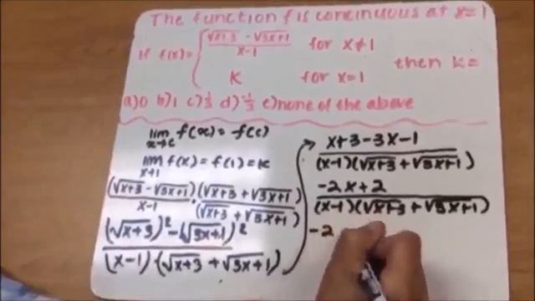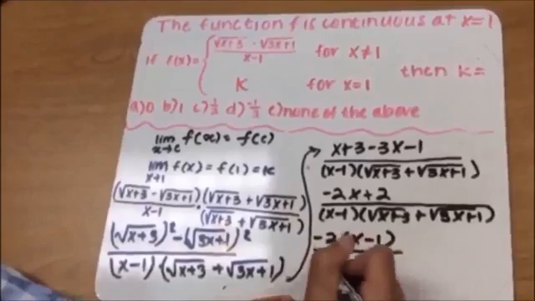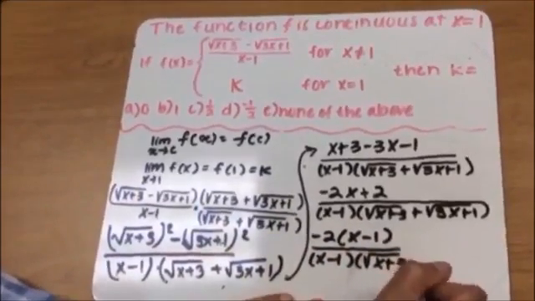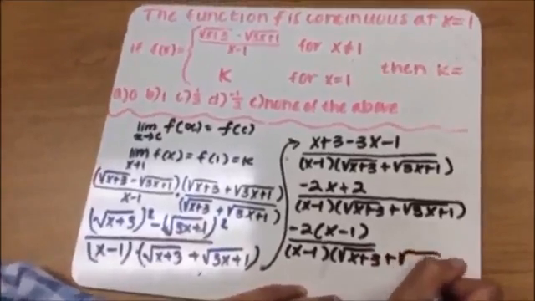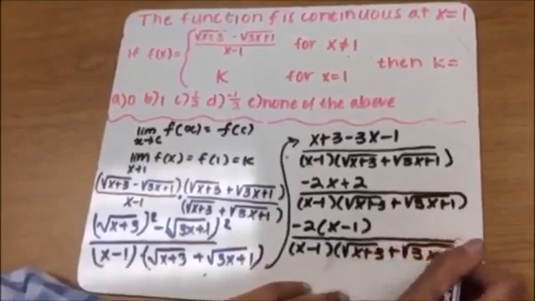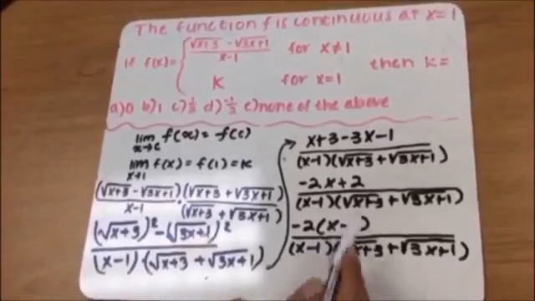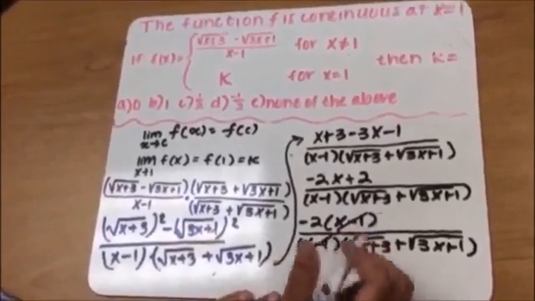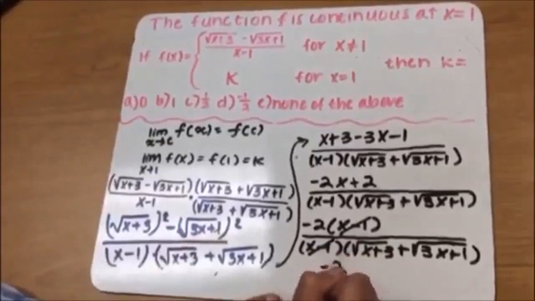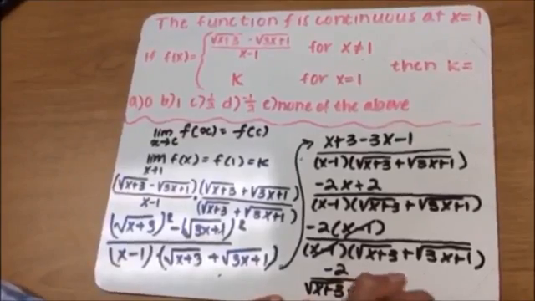You can take out a negative 2 and you'll be left with x minus 1. And once again, the denominator will stay the same. Now we have a common term on both the numerator and the denominator, and you can cancel them out. And now you're left with negative 2 over the square root of x plus 3 plus the square root of 3x plus 1.